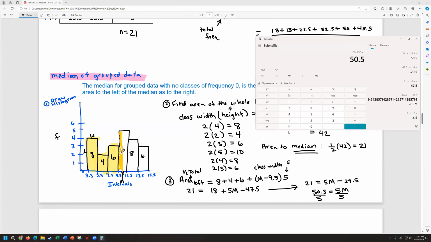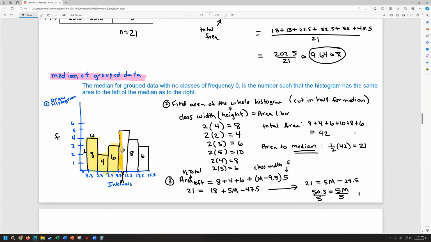Notice the answer you get, if you're not getting something that's in between your interval 9.5 to 11.5, something was not set up correctly. So this is 10.1. There's the median. So it is a lot more involved to find the median of a set of grouped data, but it's an intuitive process. It's what's my total area, which means what's my class width times the height of each of my frequency bars. How would I find the median or the middle of that?